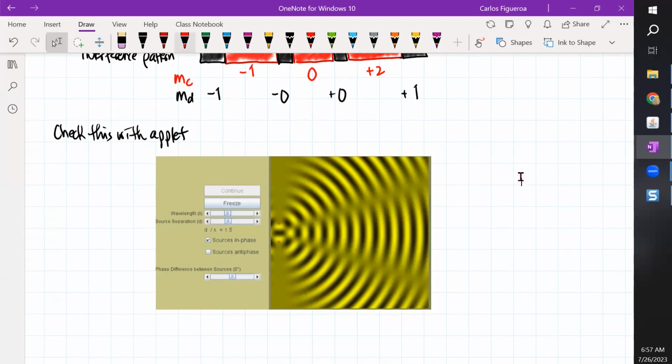If I now look at my sequence here, you can see that this is m_c equals 0. This is m_c equal to +1. And this guy is m_c equal to -1. And if I start to label my darks here, this is m_d equal to -0, m_d equal to +0. And then at the very end, you'll see that this is 1 in both of these cases. And so it matches up exactly with what we expected.